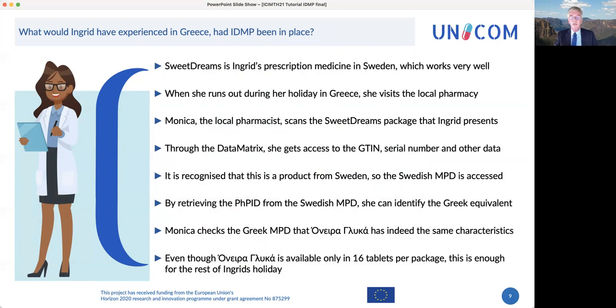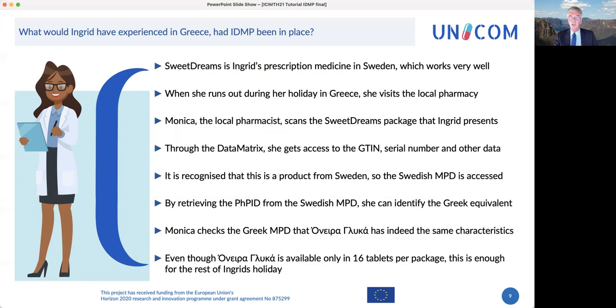Of course, Monica will look at the information in the MPD to actually check whether it's the same, not just trusting the PHPID. Of course, it will give her the access to the proper indication, but she has to look at the characteristics. And one of the characteristics that might be quite different is that it's only available in 16 tablets, whereas Ingrid used to have packages of 20 tablets. Well, that's not a main difference, and it's enough for Ingrid to use through the rest of her holidays. So that's really what should have happened.